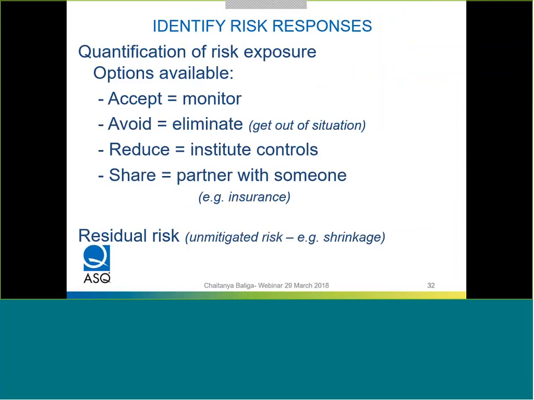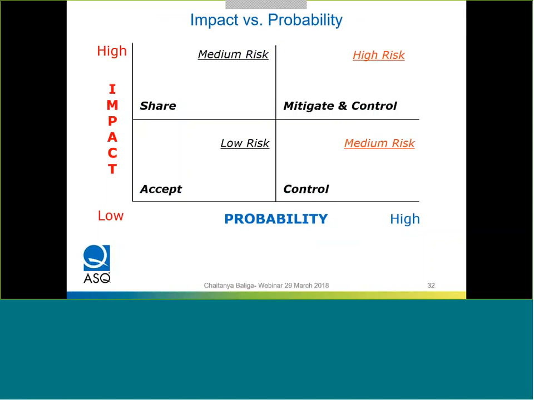You either accept it and monitor it, you avoid it by eliminating it or getting out of the situation, you reduce it by putting some controls, or you share it with a partner via an insurance policy or some kind of agreement. So you share who is responsible for what. And what you're doing is you're creating a residual risk, which means you are shrinking that risk level.